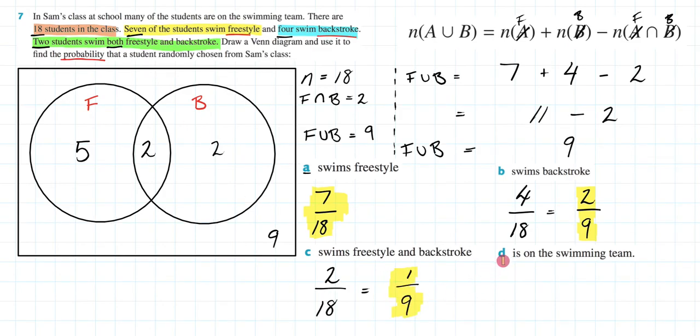And then finally, D is asking us to find the probability of randomly selecting a student who is on the swimming team. Well, we know that's going to be the union of F and B, which is 9. 9 students are on the swimming team out of a total of 18 students, which is going to be half. So if you had that room full of 18 students and you randomly selected a student, there's a 50-50 chance that that kid will be on the swimming team. So that is question 7 from 9D. I hope this was helpful in you figuring out the question.